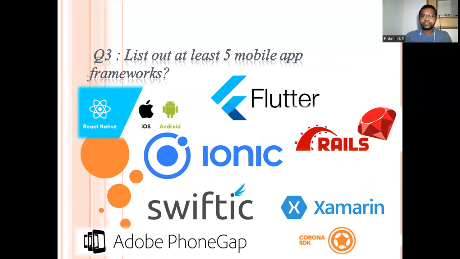The mobile app frameworks are nothing but software development kits where you can develop both Android applications or iOS applications or for any platform. The first one is Flutter, which was developed by Google. It is a framework that is an SDK. Next are React Native, Ionic, Ruby on Rails, Swift, Xamarin, which was developed by Microsoft, Adobe PhoneGap, Corona SDK, and many more. These are the main good frameworks which provide good and flexible user interfaces.